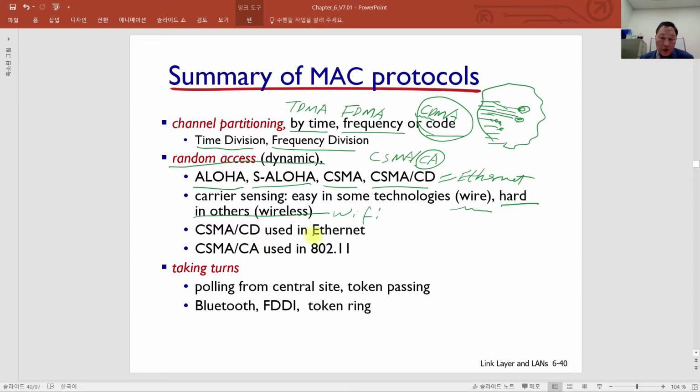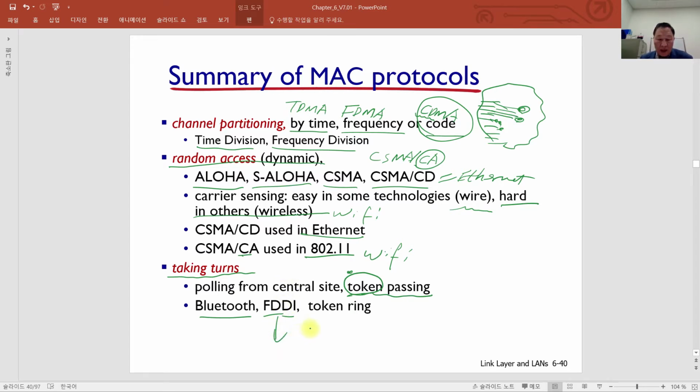This one is being used in Ethernet, and also, as I mentioned, this one is being used for Wi-Fi. And also we learned about taking turns, this technology, polling from central site, and also token passing using some special bit pattern that is called a token. We can use this scheme. And the Bluetooth or fiber distributed data interface.